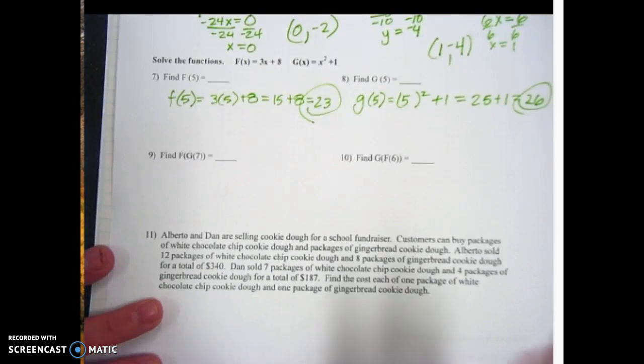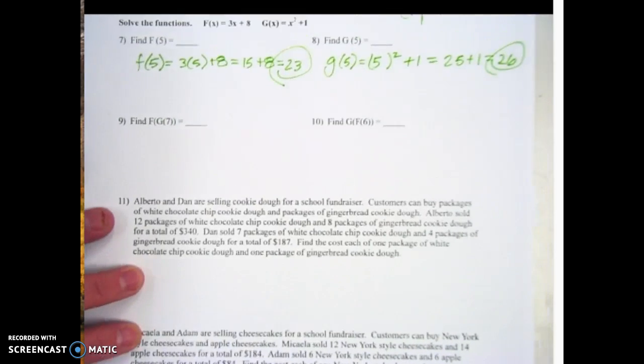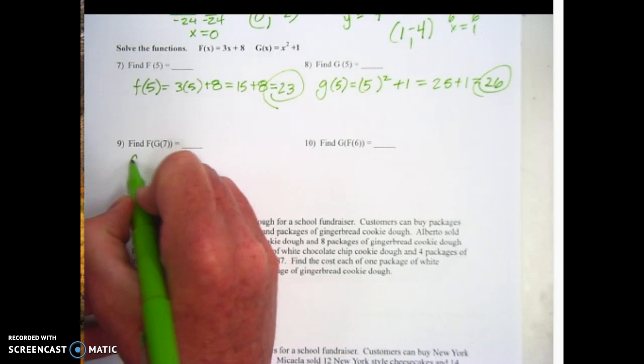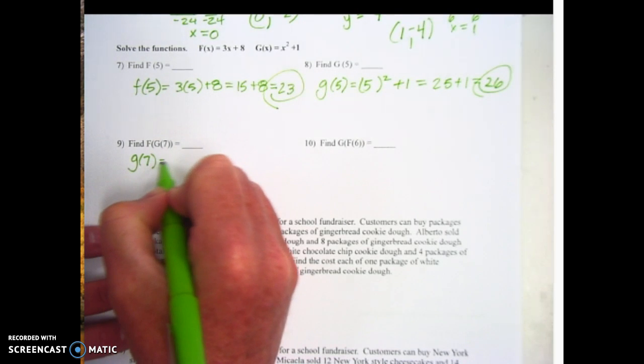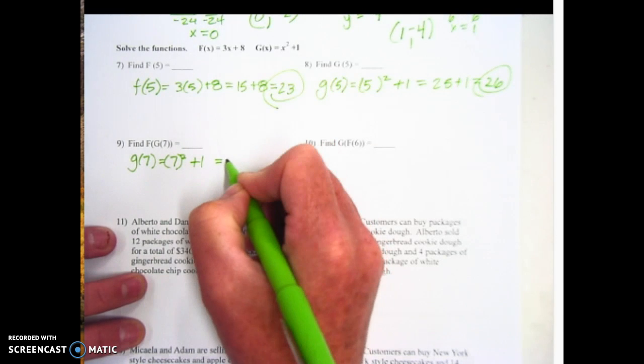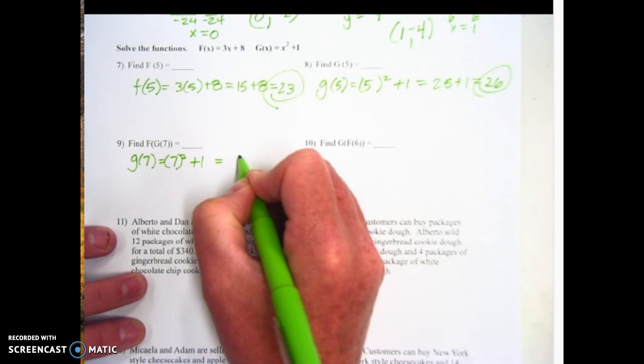When you have a composition of functions, you have to work from the inside out. So for number 9, you're going to plug 7 into the g function first. So the g of 7 is 7 squared plus 1. 7 squared is 49. 49 plus 1 is 50.